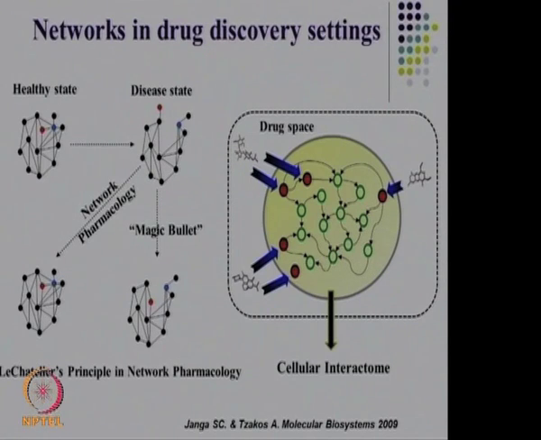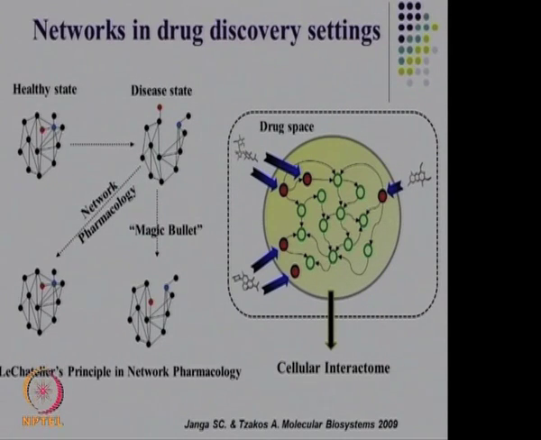Now, often such a magic bullet approach can yield only a semi-recovery from the disease state. What network pharmacology or network medicine approaches are trying to arrive at is to use a combination of perhaps promiscuous drugs, but which do not cause negative side effects, which do not cause lethal side effects, and can still convert the disease state into the healthy state as close as possible to the original one. Now, how would you achieve such an approach?